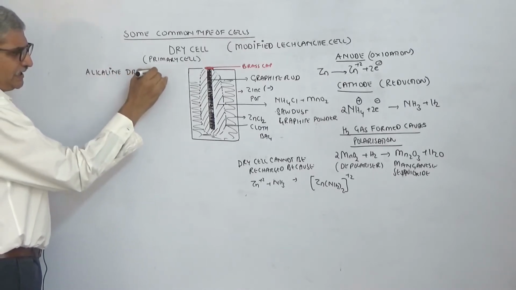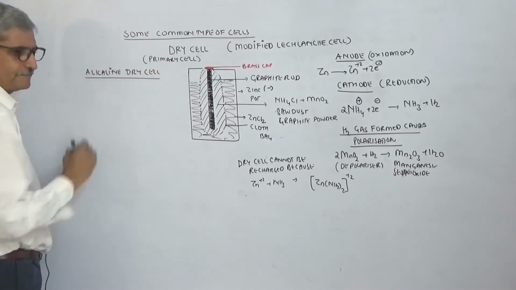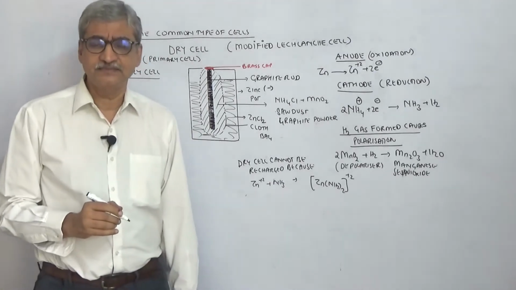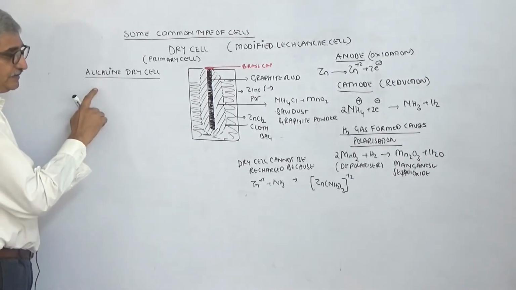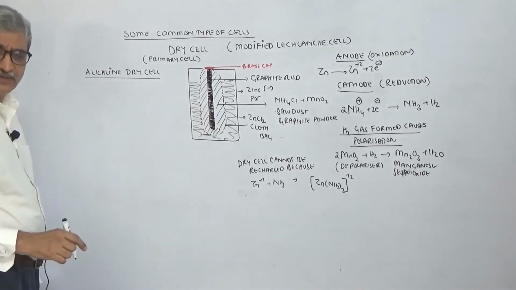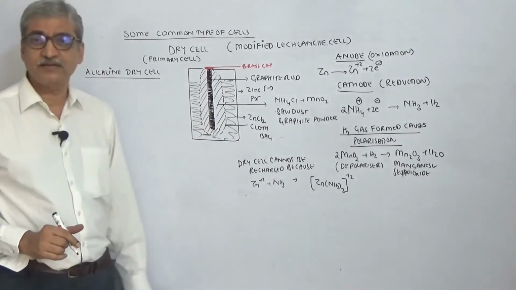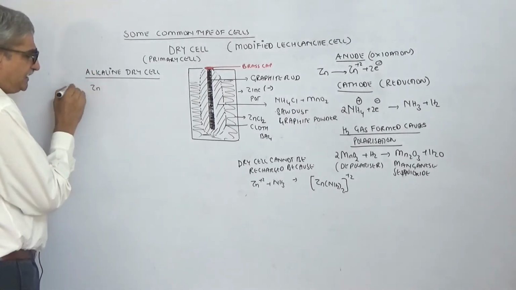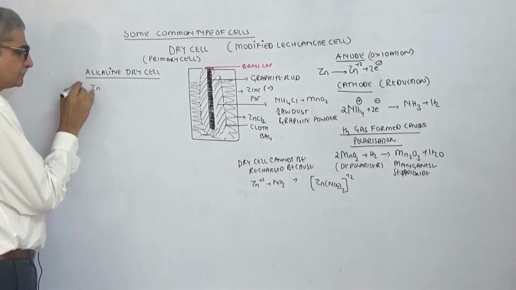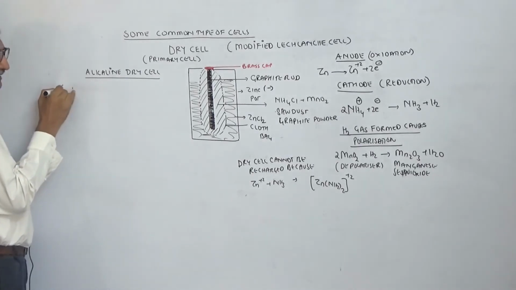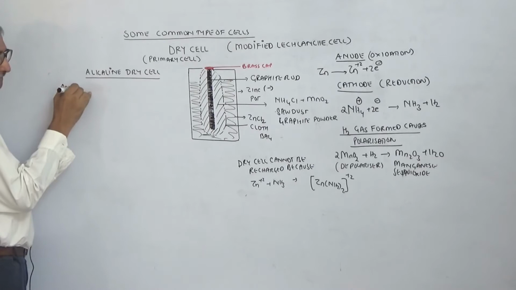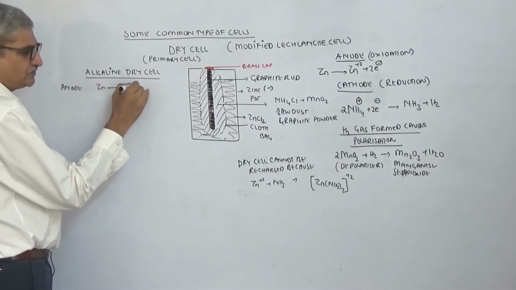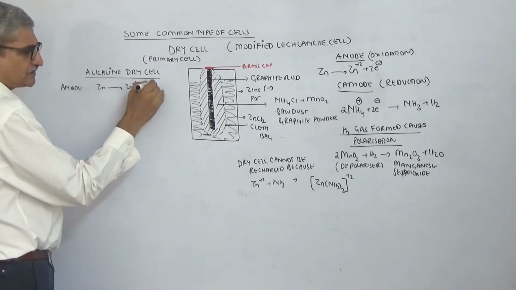It's an alkaline dry cell. When you talk of an alkaline dry cell, what is an alkaline dry cell? We eliminate ammonium chloride. So what have we done? At the anode, you have zinc forming zinc plus 2 electrons.